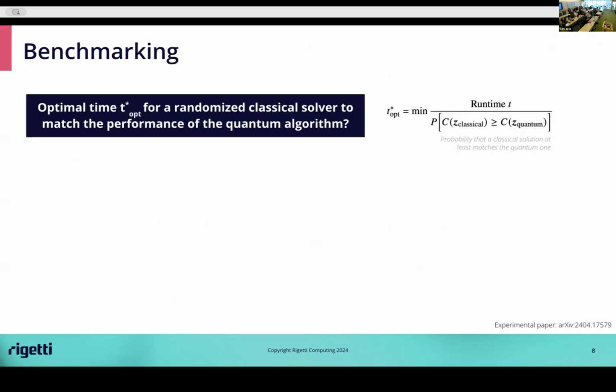So we have a good algorithm, right? 99% of the optimal solution. So maybe it makes sense to try to benchmark it against a state-of-the-art classical solver. And so that's what I'm going to explain here: how do we do that?